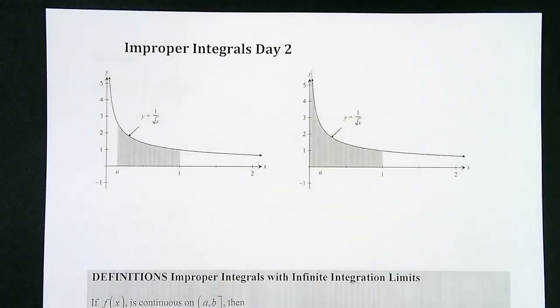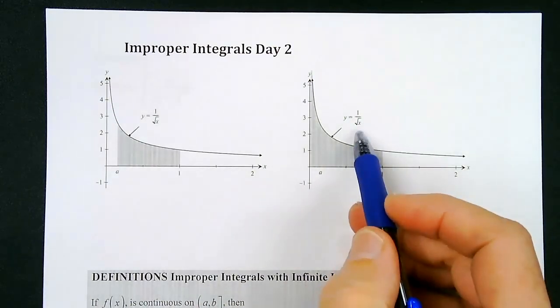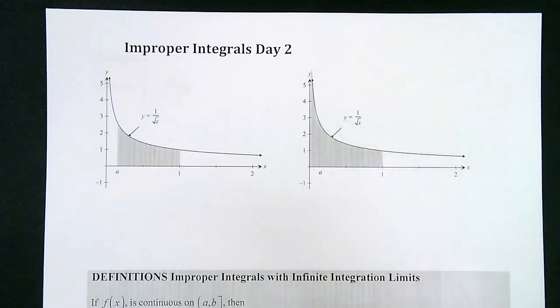Today, we're going to look at improper integrals. What we're going to look at is what if you integrate up against an infinite discontinuity or a vertical asymptote. So we're going to take a look at that. 1 over the square root of x has a vertical asymptote at x equals 0.